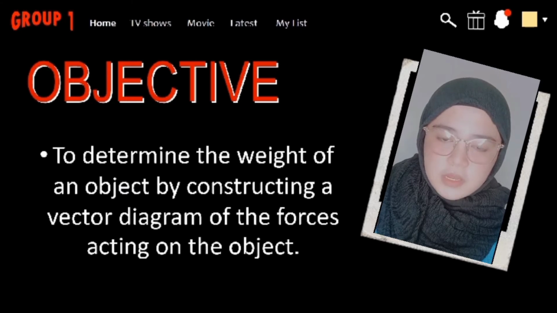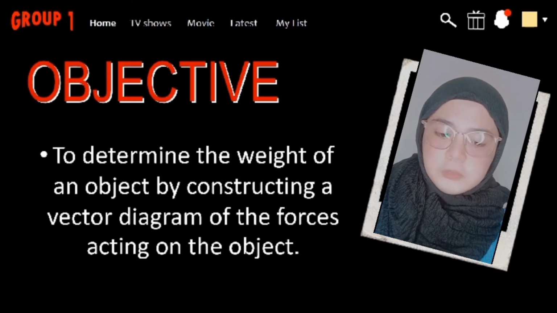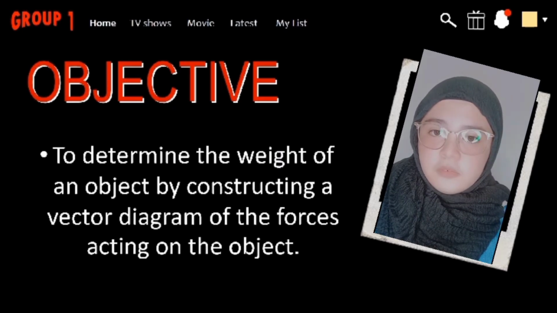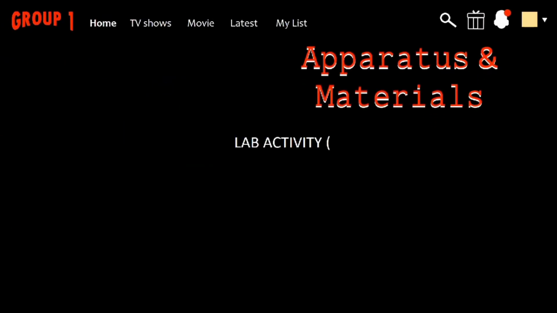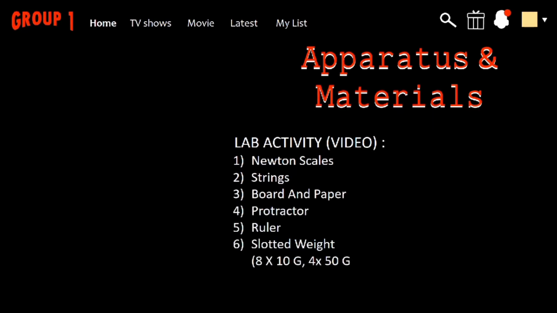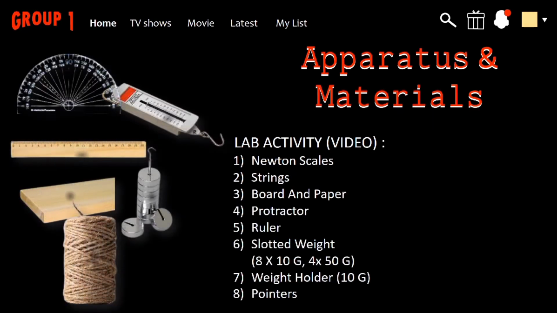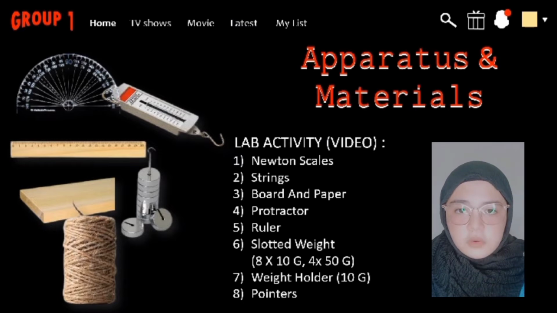The objective is to determine the weight of an object by constructing a vector diagram of the forces acting on the object. For the material and apparatus, we have Newton scales, strings, board and paper, protractor, ruler, slotted weights, weight holder, and pointer.